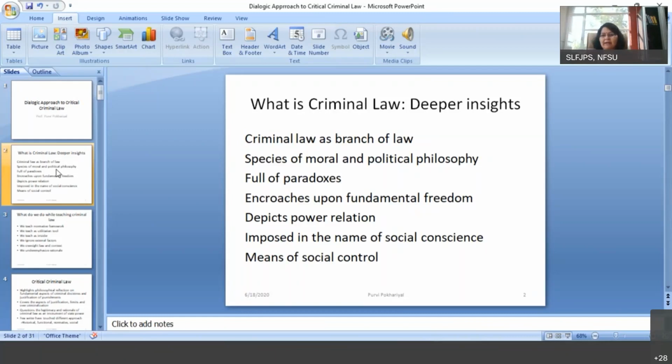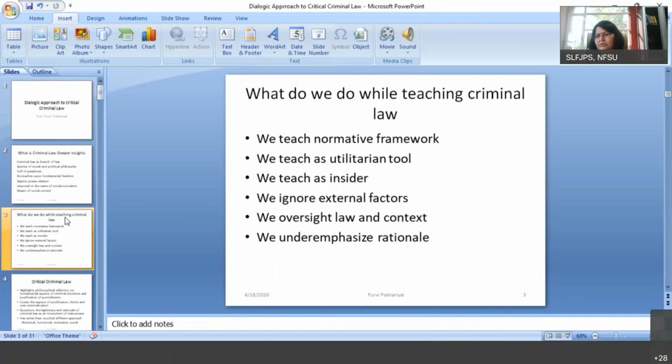So having this kind of understanding, whenever we are trying to teach criminal law, what do we do basically? Almost in all the law schools, the way in which we teach criminal law, we teach a normative framework, and we always try to justify criminal law, and we teach criminal law as a utilitarian tool. And we believe that criminal law is the most important branch of law. If even for one day the criminal law is not in existence, probably there'll be hue and cry. It is the most important means of social control. It makes society an orderly situation.